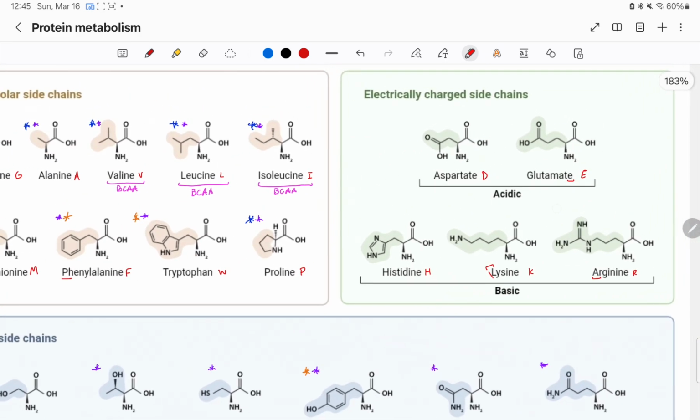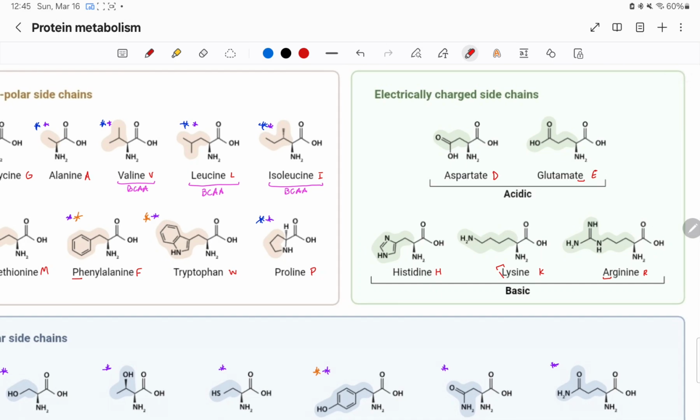Next, we're going to go to the electrically charged side chains, meaning that they are going to be either negatively charged or positively charged. All right, so how do you know one is negatively charged, guys? Well, I'll tell you a trick. So here is a carboxyl group, COOH. But then here's a carboxyl group. If you guys remember, a carboxyl group is negatively charged, whereas an amino group is positively charged. So these guys are negatively charged. Okay, these guys are negative.